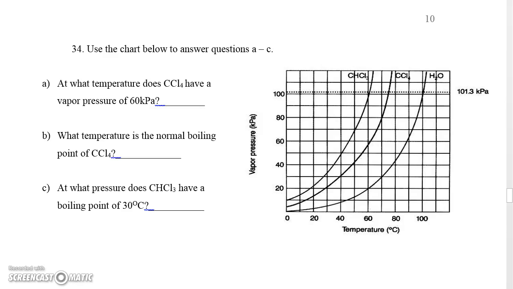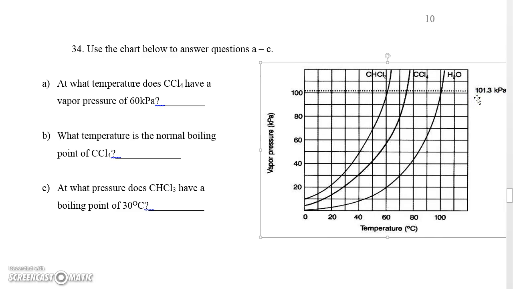Let's take a look at number 34. Number 34 deals with solubility. Actually, I'm sorry, not solubility, but vapor pressures. With one of these graphs here, something boils when its vapor pressure is equal to atmospheric pressure. So the temperature at which the vapor pressure is equal to atmospheric pressure, that is our boiling point.